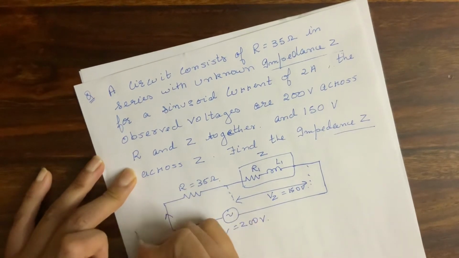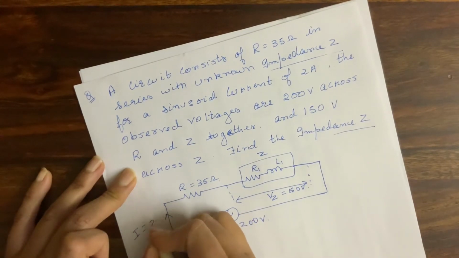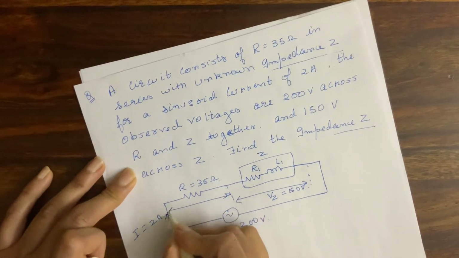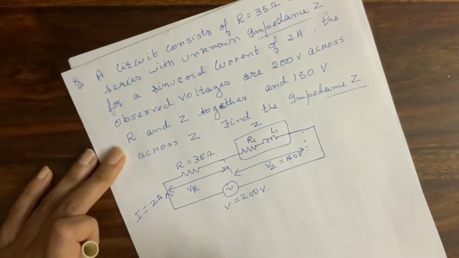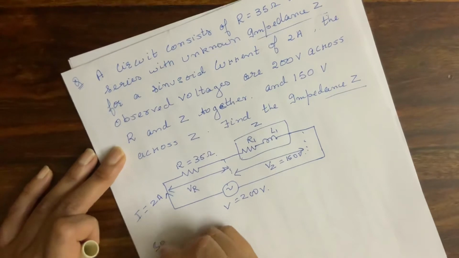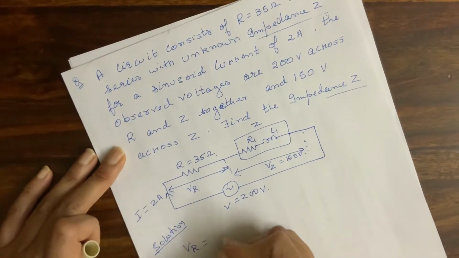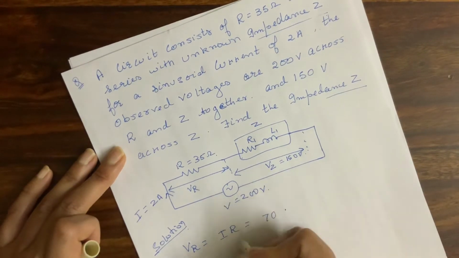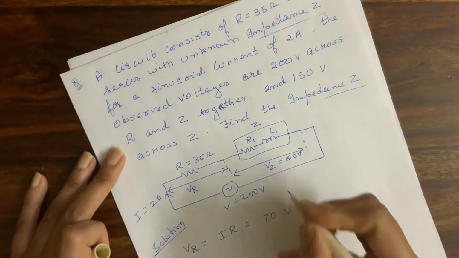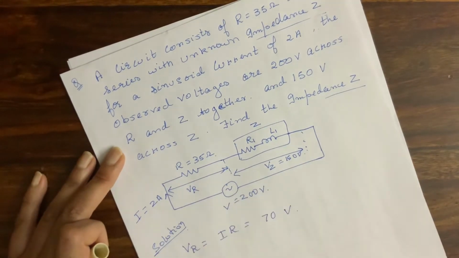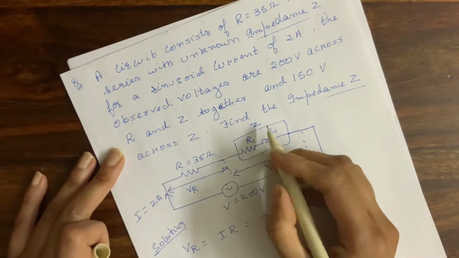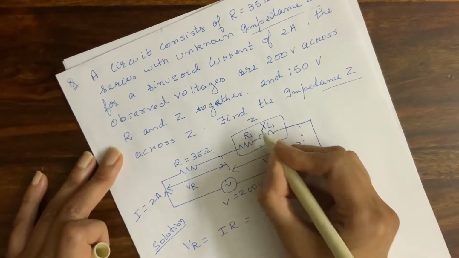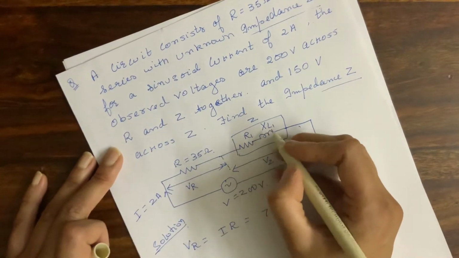We also know the current, the total current flowing in the circuit is 2 ampere. So if we know the total current is 2 ampere, can we find the voltage VR? VR is equal to IR, simple. That is equal to 70 volt. Also Vz is equal to 150 volt and V is equal to 200 volt. Our aim is to find this Z. Z is a combination of R and XL, so I can put it as XL1 if we want to know the reactance value.